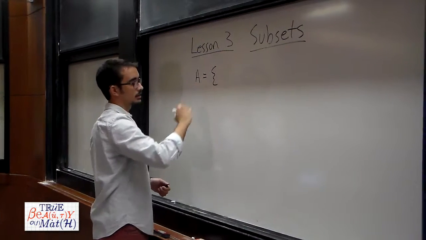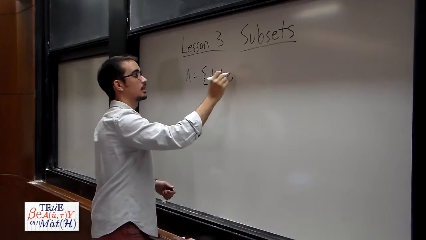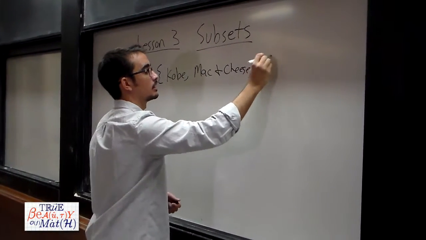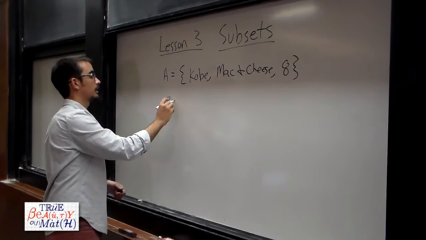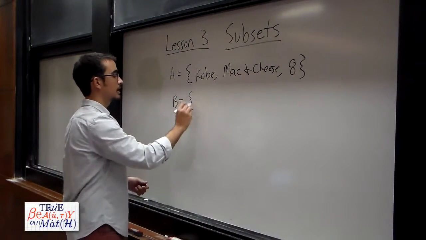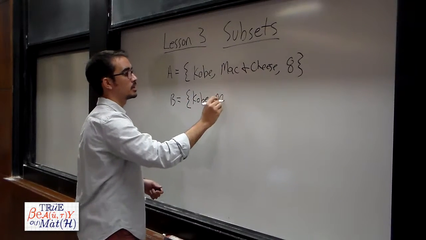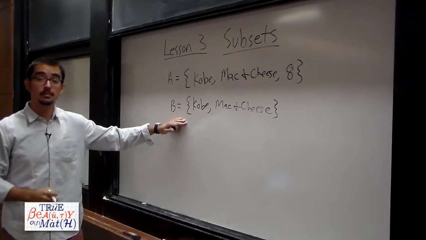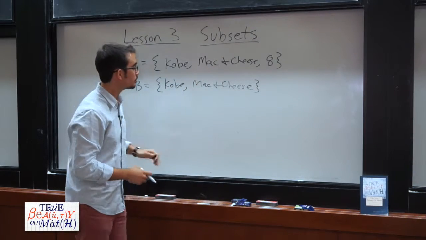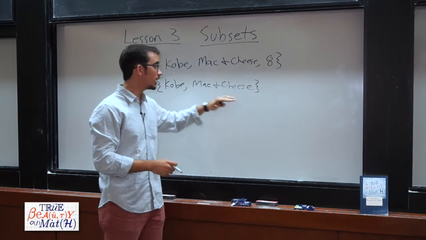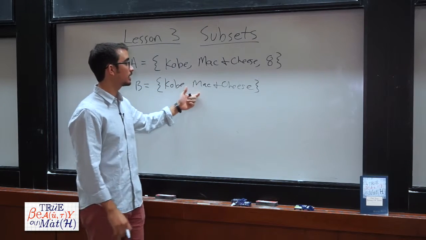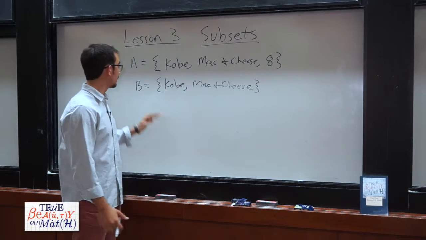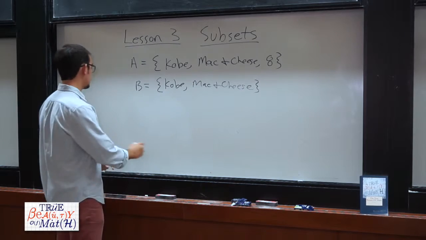So let's look at an example of a subset of a set. Let's consider the set A, whose elements are, let's say, Kobe, mac and cheese, and the number 8. We can also consider some other set. Let's call it B, and let's say that B has the elements Kobe and mac and cheese. Now, what we notice is that every element that's in B is also in the set A. There are elements in A which are not in B, but it is definitely true that everything that's in B is also in A. Now, what we're going to do is define this to be the property of B being a subset of A. So let's just make this definition.